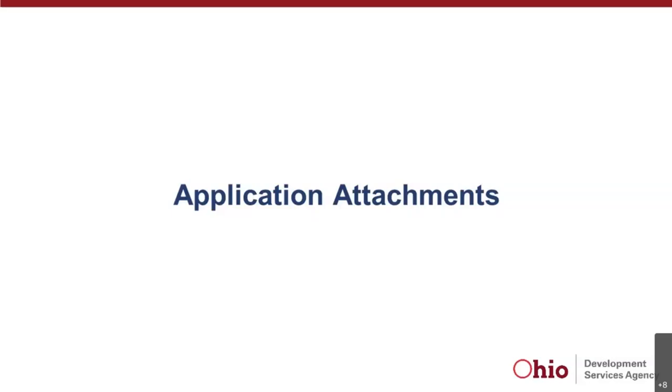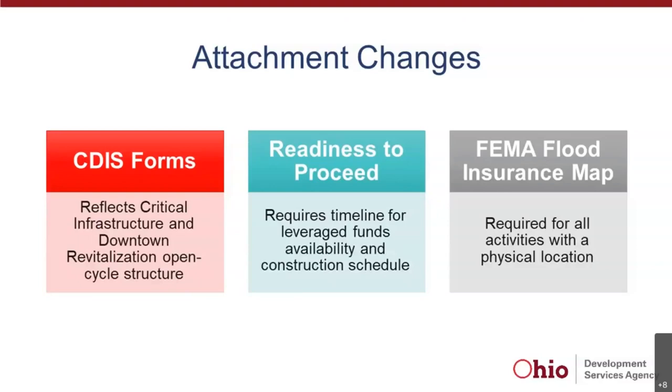We are still finalizing changes to the application attachments for 2021, but we do not expect to make many changes. Over the past 2 years, we have updated the CDIS forms to reflect critical infrastructure and downtown as open cycle programs, added a required construction schedule and timeline for the availability of leveraged funds to the readiness to proceed instructions. Communities are required to upload the FEMA flood insurance rate maps for all activities that have a physical location so we can ensure projects are not in the floodway.